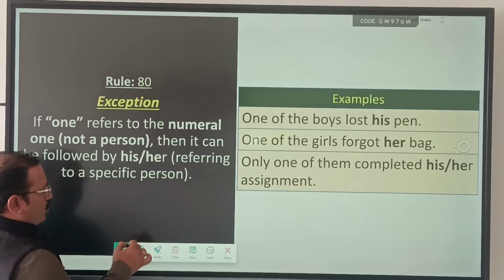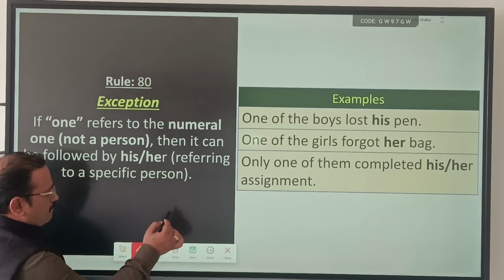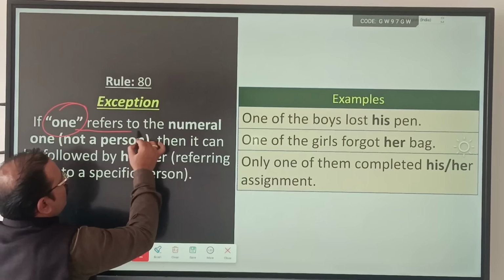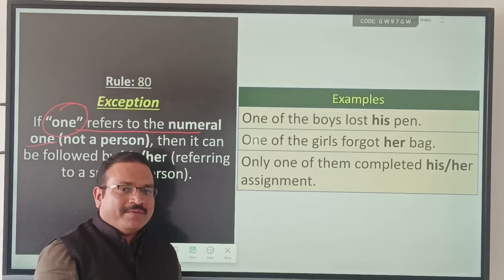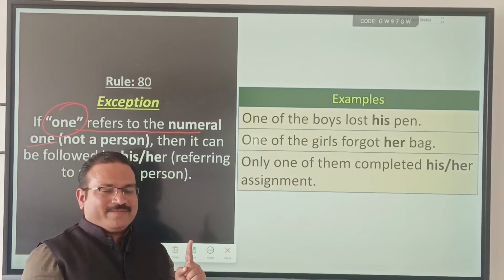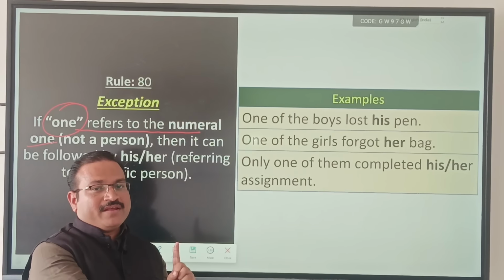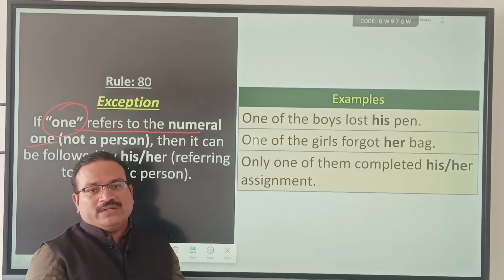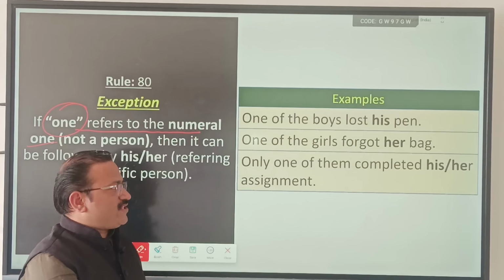But the next rule is an exception to this rule. But one, when it is a numeral number, when one means one in number, then it is followed by his or her. Then one is not for everybody, one is for one individual. Then it will be followed by his or her based on the context.